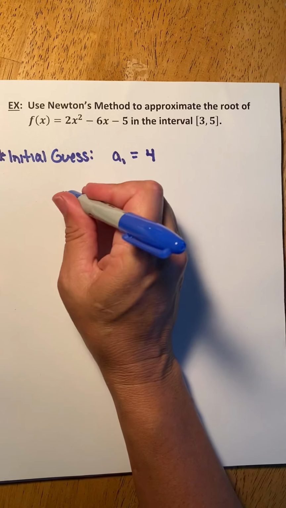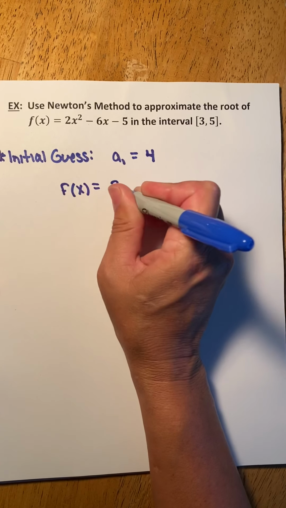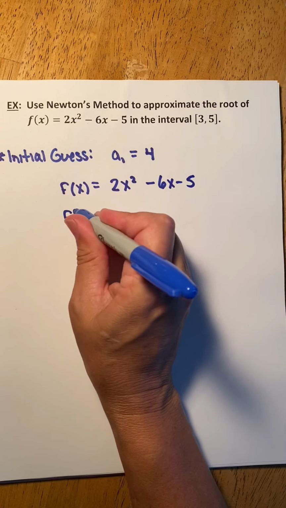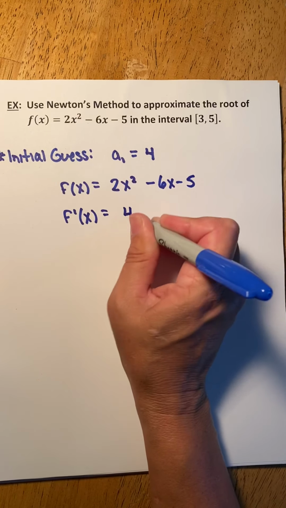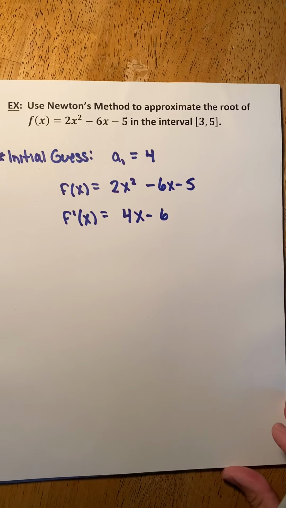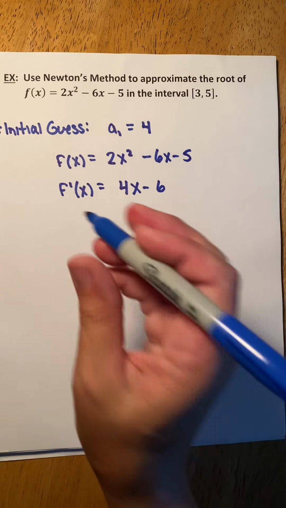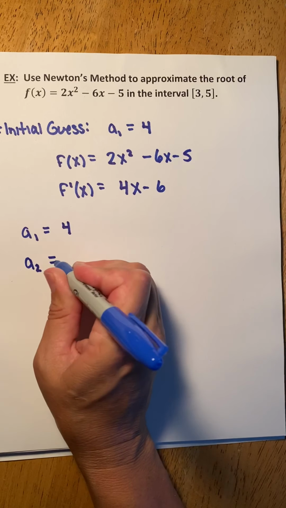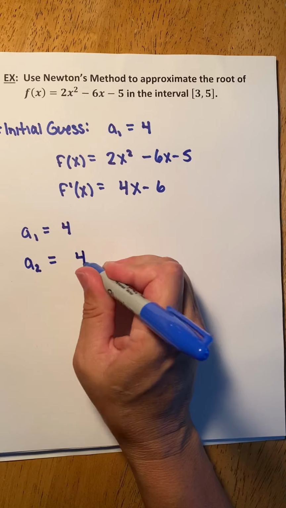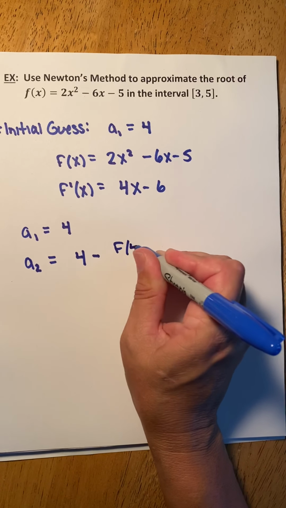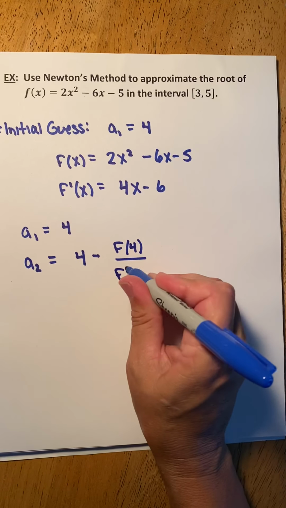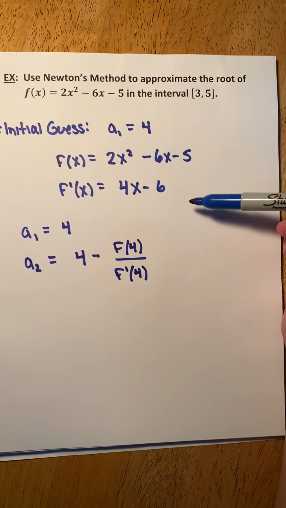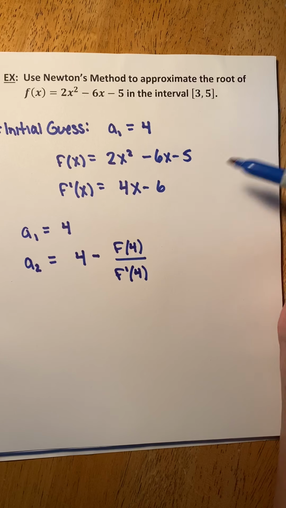All right, so here we have our function f of x equals 2x squared minus 6x minus 5. The derivative is 4x minus 6. So if a1 is equal to 4, that's my initial guess. A better guess should be this point minus the function evaluated at 4 all over the derivative evaluated at 4. So we have to put 4 in here, and we have to put 4 in here.